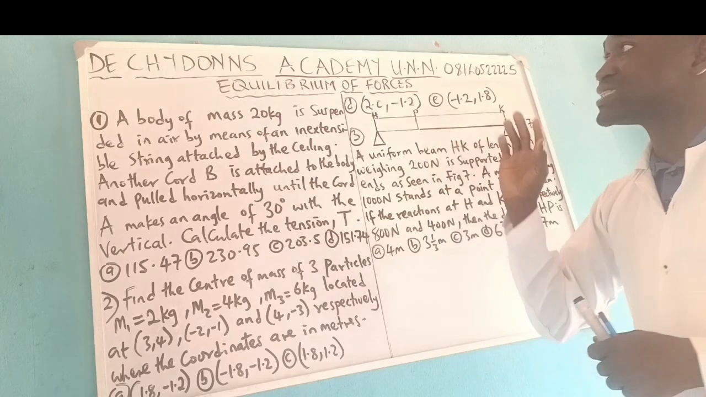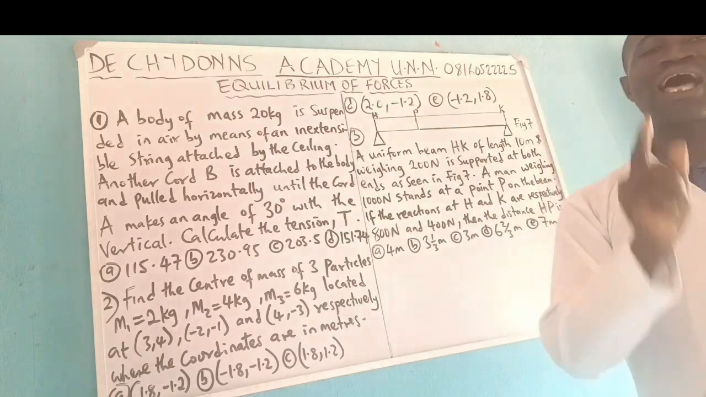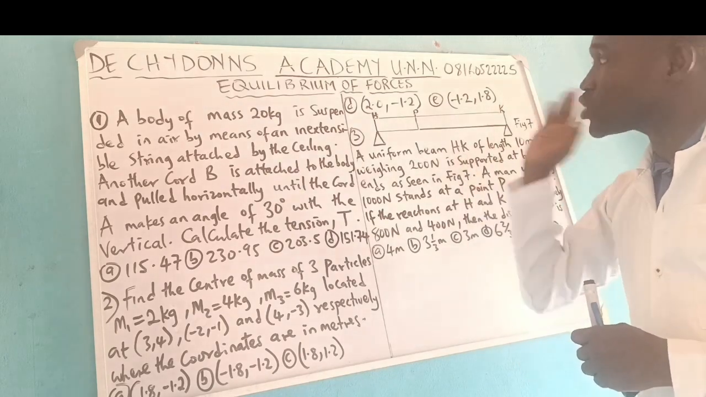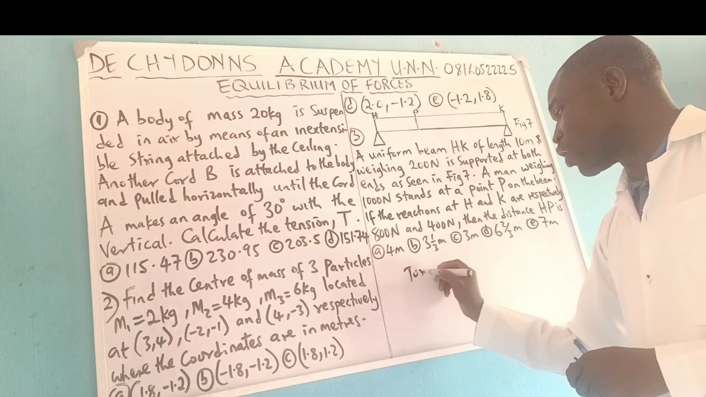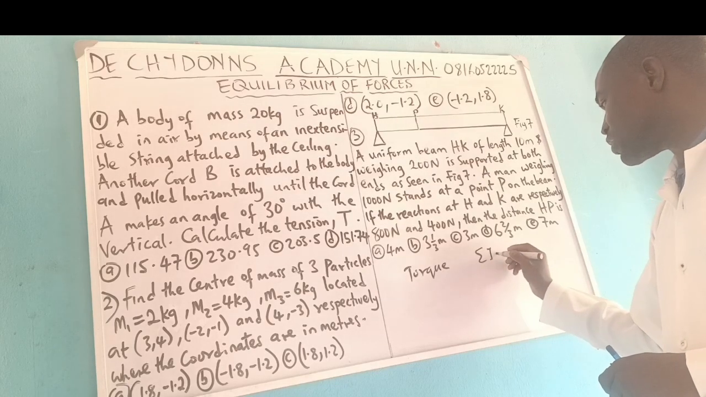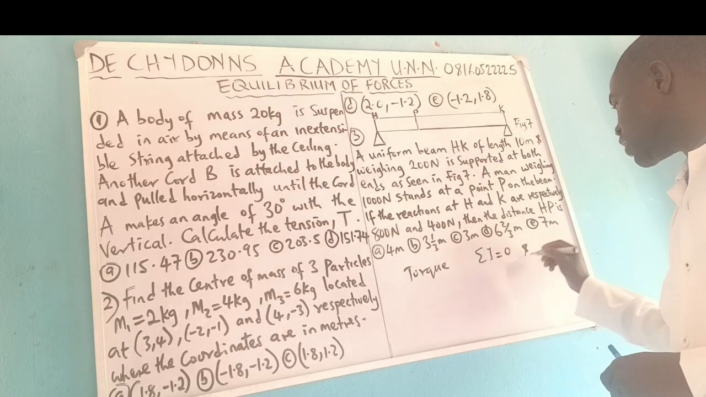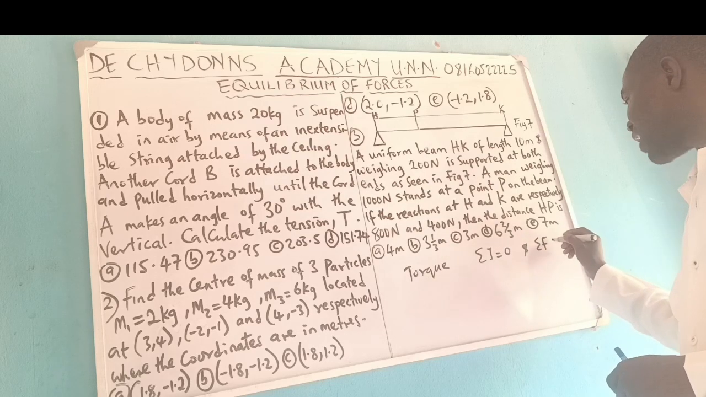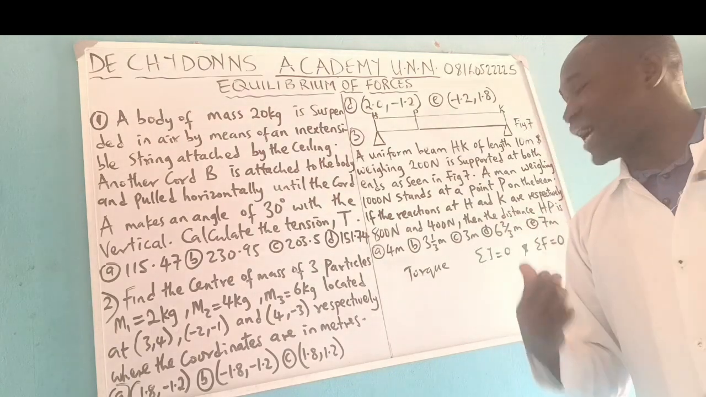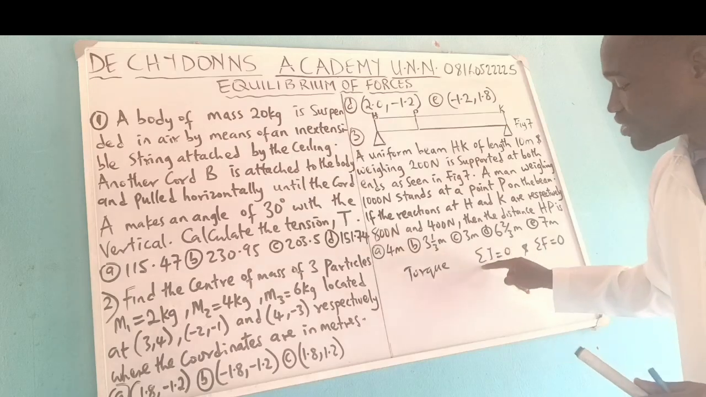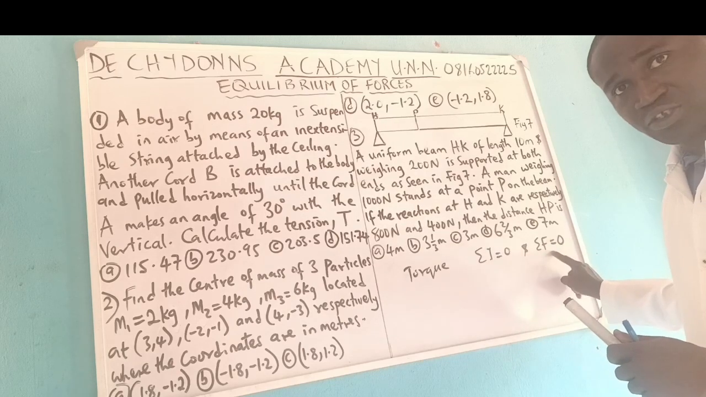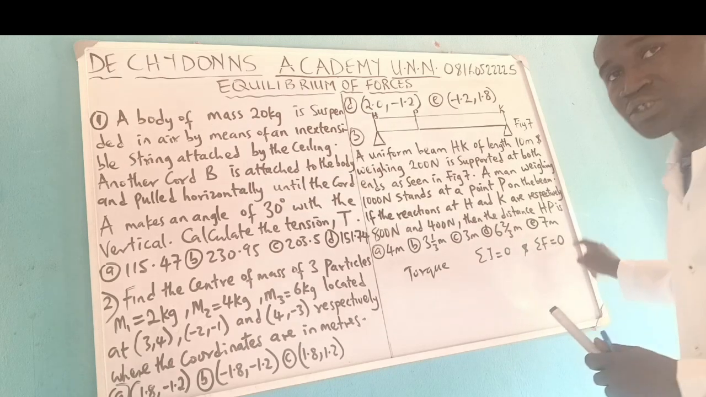Two or more forces are said to be in equilibrium if the total resultant force is equal to 0, or if the resultant torque, that is what we call torque, is equal to 0. Torque means force times distance. So three or more forces are said to be in equilibrium if the resultant torque is equal to 0, or if the resultant force acting on it is equal to 0.